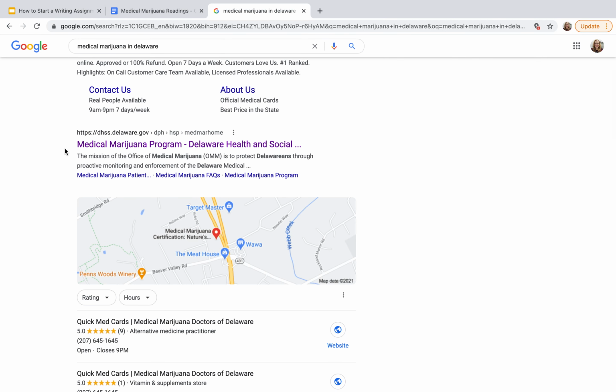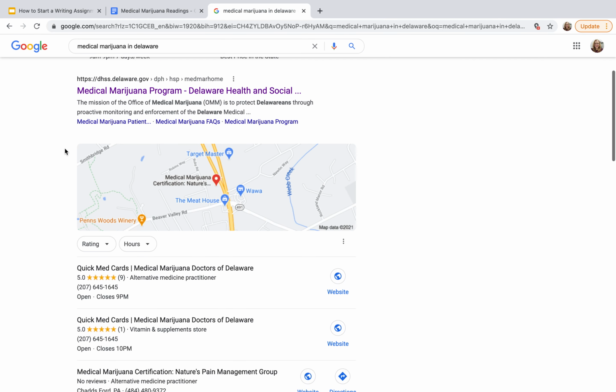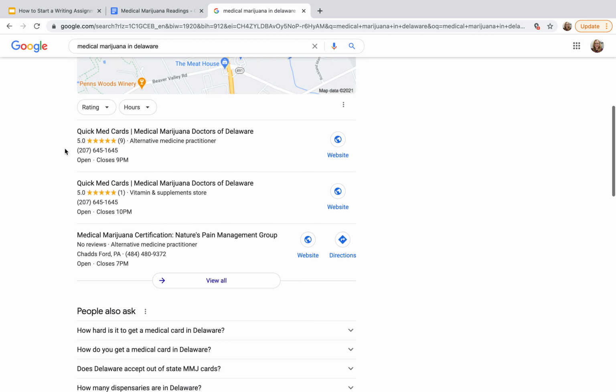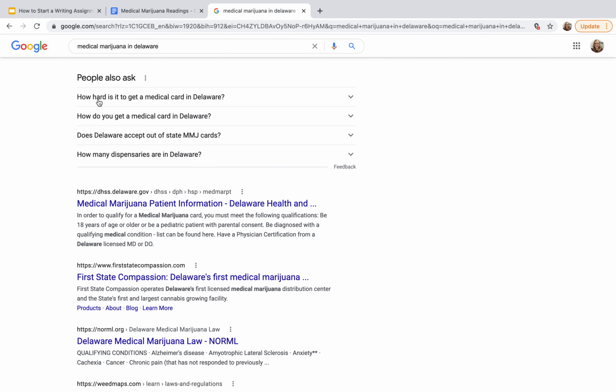Now I've got Delaware Health and Social Services website. I've got some places in Delaware to get medical marijuana. Then I can look at questions about how to get a medical card and how many dispensaries there are. This is a much more manageable amount of information. I can start to read about medical marijuana in Delaware and then come to an idea about what the current situation is and maybe what I would like to research.